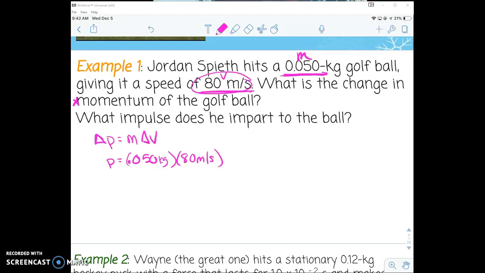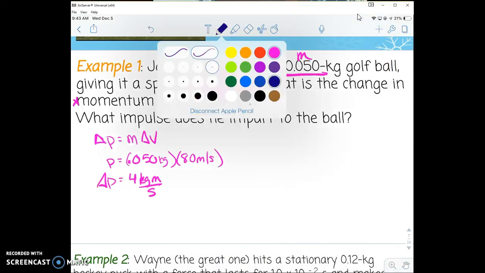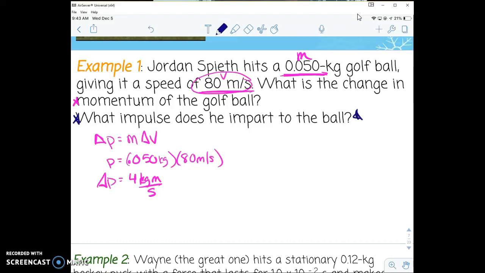So our change in momentum is equal to 4 kilogram meters per second. The second part of the question asks us, what impulse does he impart to the ball? Impulse is equal to change in momentum. Change in momentum is 4. So our impulse is equal to 4, and the units for impulse, force times time, are newton seconds. So 4 newton seconds.